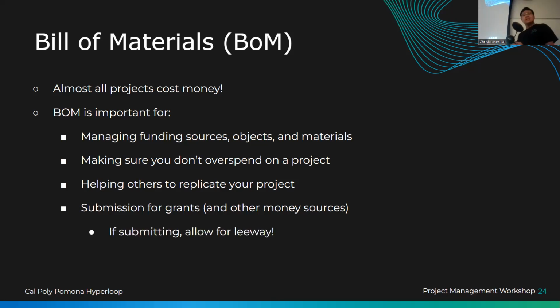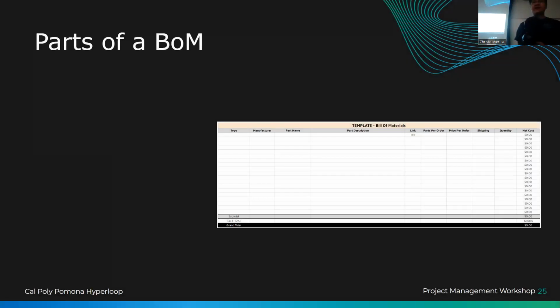The last point is, if you're submitting for like a grant, allow for leeway. If you're designing a bill of material source, allow for leeway. Because, again, you might break something. And if you break a motor and have to replace it, and you use all the money you have for the project, it's going to suck because you're not going to have a motor. So again, make sure that your bill of materials is very well written.